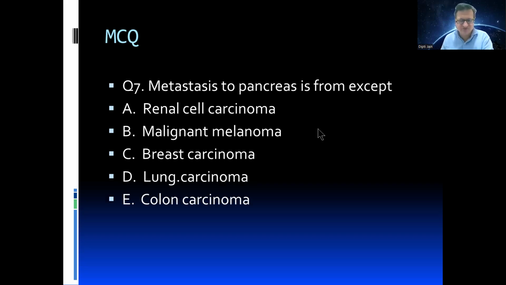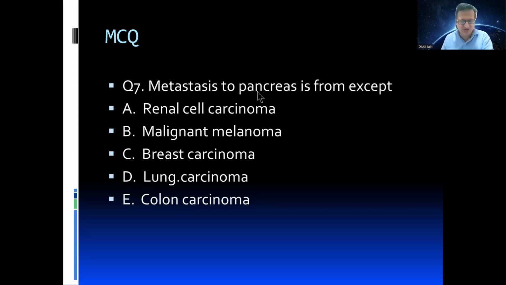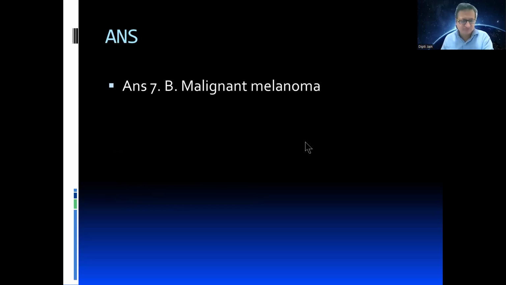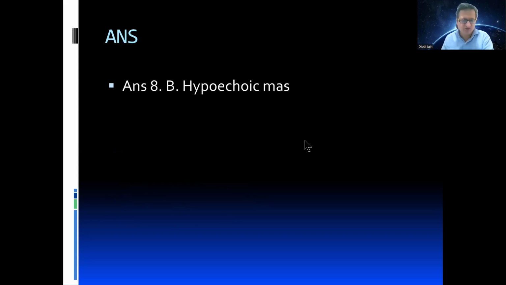Metastasis to the pancreas is from all of the following except: renal cell carcinoma, malignant melanoma, breast carcinoma, lung carcinoma, and colon carcinoma. So answer is malignant melanoma does not metastasize to the pancreas. Next is, what is the common USG appearance of the pancreatic adenocarcinoma? So answer is it's a hypoechoic mass, which is the most common appearance of the pancreatic adenocarcinoma.